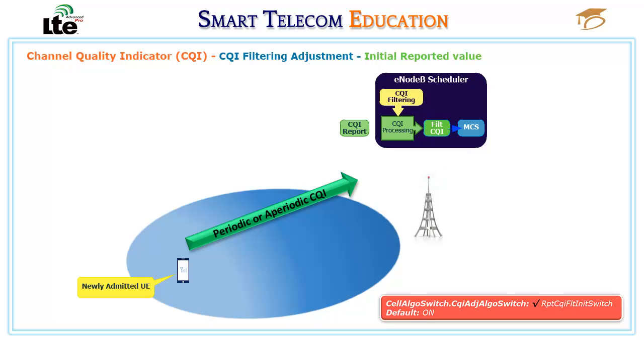If this option is selected, the initial filtered value of the reported CQI is determined based on the CQI value reported by the UE, and the filtering coefficient for the reported CQI in the first several reporting periods is adjusted. If this option is deselected, the initial filtered value is always 4.